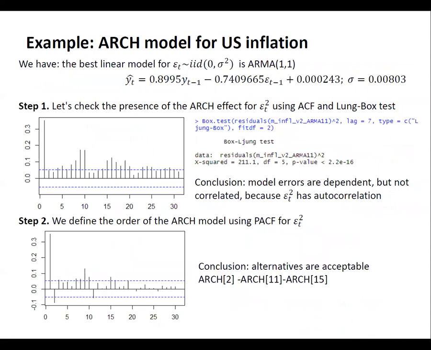This slide provides an example of an ARCH model for US inflation. This is the example that was considered in the first 3 lectures. There, based on the analysis of ARMA processes, we found that the best model is ARMA(1,1), and it implies that the residuals of the model have independent identical distributions. Here we have the model equations based on the application of ARMA with a constant standard deviation, which we estimate as sigma equal to 0.0803.